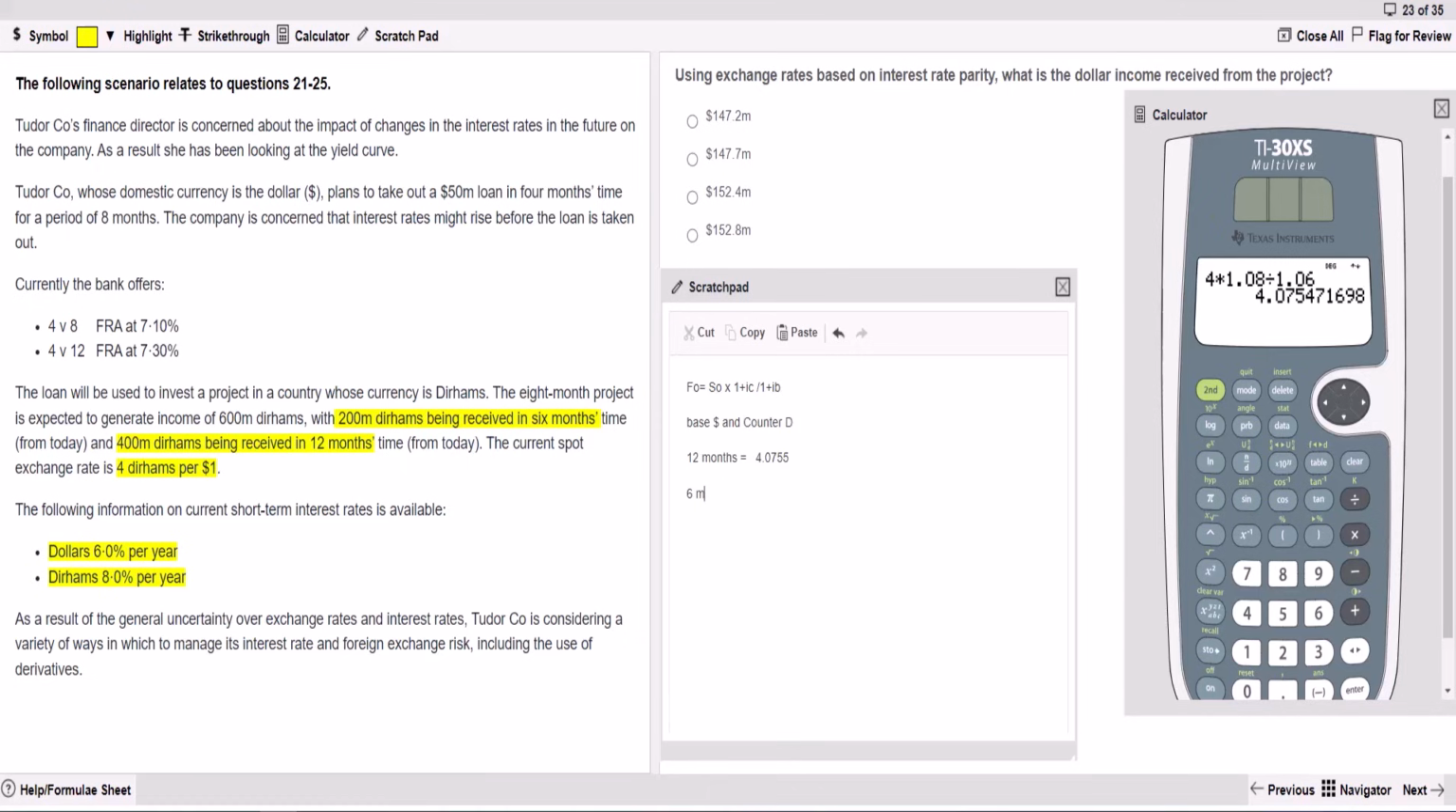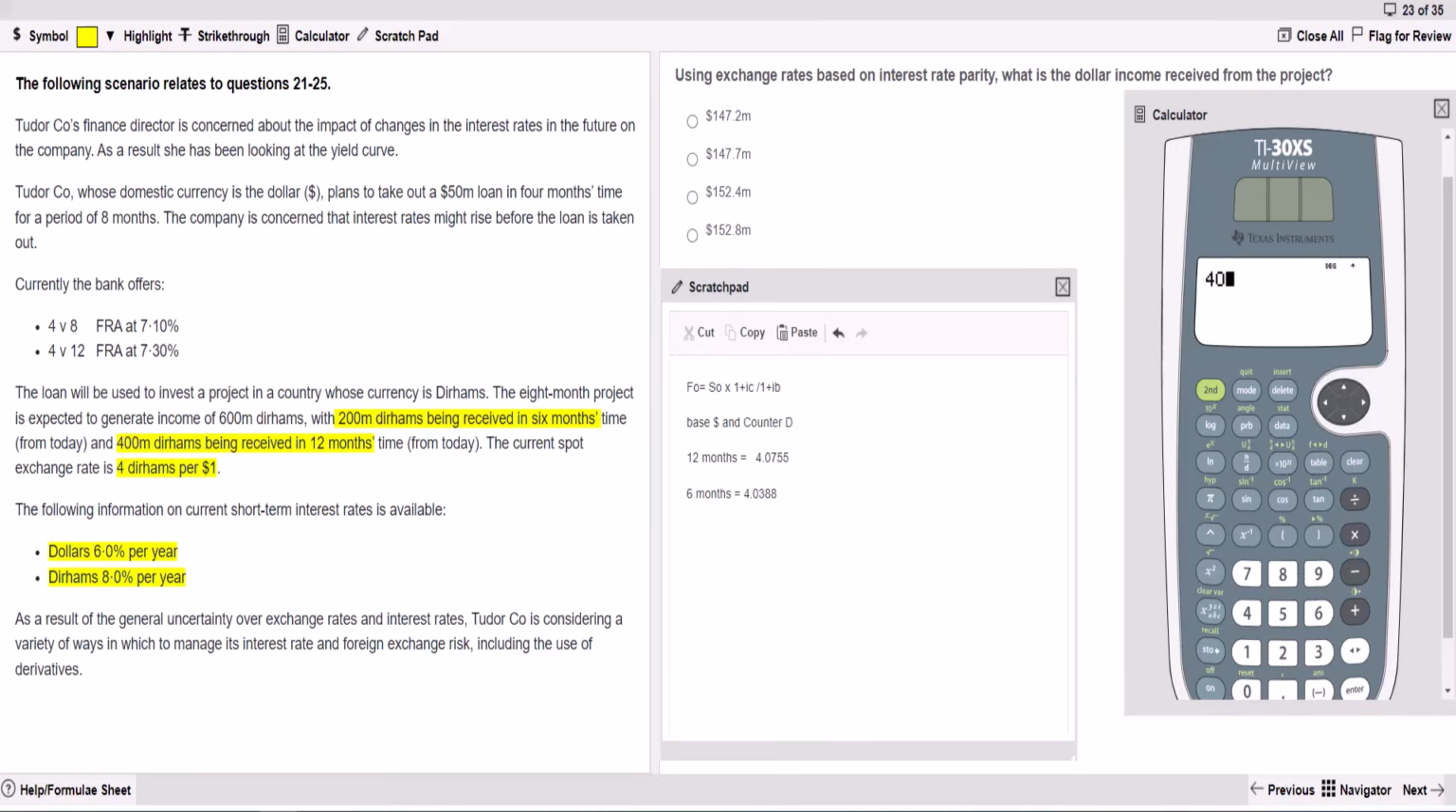Now we need to do the 6 months rate. And we need to therefore divide by 2 the annual rates. So 4 times by 1.04, halving that dirham rate of 8, divided by 1.03. And we get 4.0388. We now need to use those rates on the correct numbers.